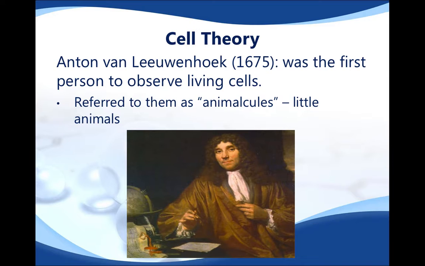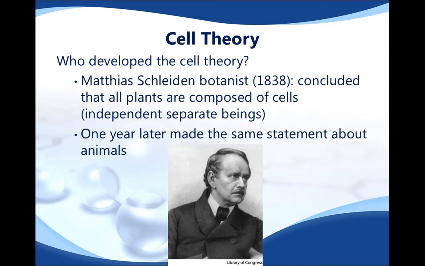In 1675, Anton van Leeuwenhoek was the first person to observe living cells, and he referred to them as animalcules. Small animals is what he effectively discovered.